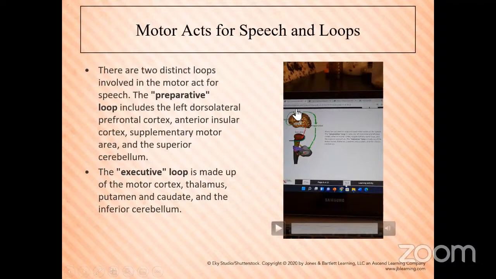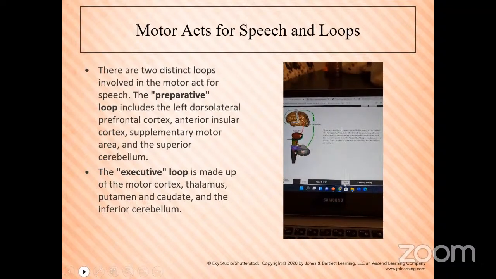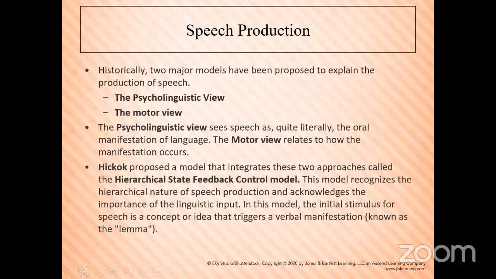Introduction: let's look at the two major models that have been proposed to explain the production of speech, the psycholinguistic view and the motor view. The psycholinguistic view sees speech as quite literally the oral manifestation of language. The motor view relates to how the manifestation occurs. To understand aphasias, these are very important. Hickok proposed a model that integrates these two approaches. He called it the hierarchical state feedback control model. What this model does is recognize the hierarchical nature of speech production.